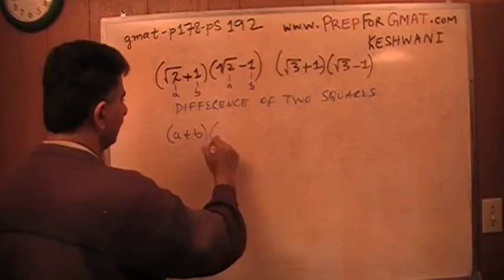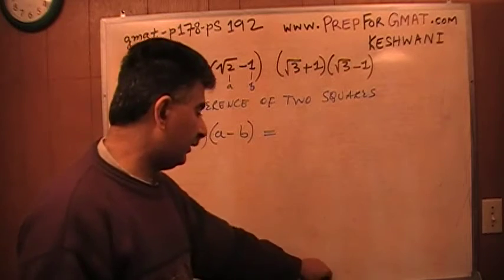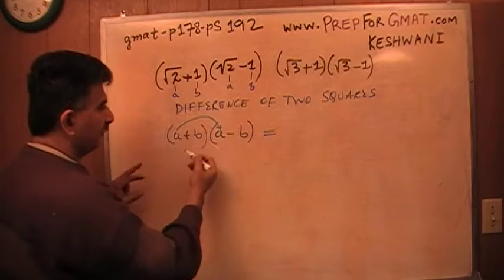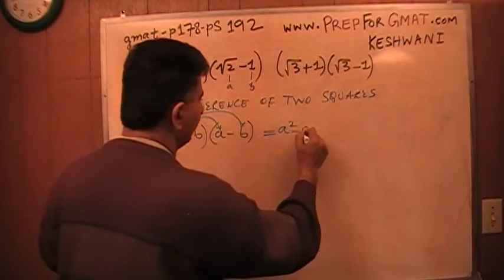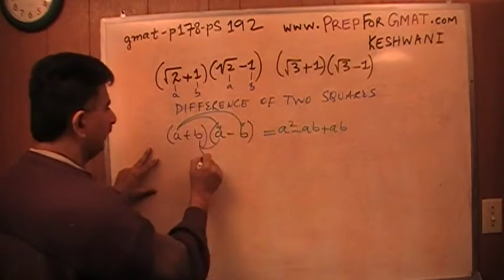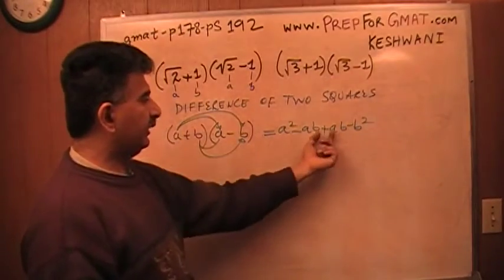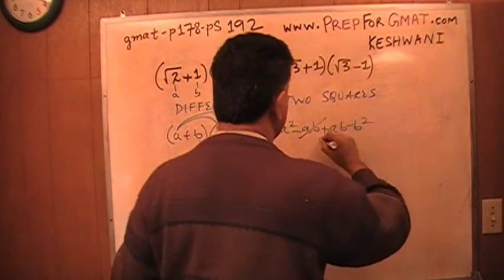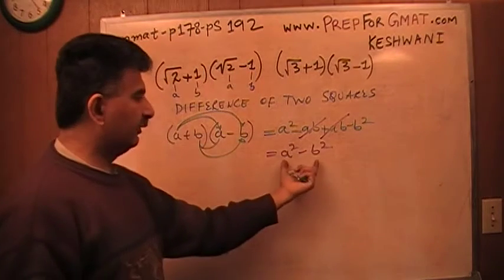So we have A plus B times A minus B. Do you remember what this equals? Does it come back to you now? That's what you need here. And if you don't know, just do it out. A squared, A times negative B is negative AB, and A times B is AB, and then B times negative B is negative B squared. The positive AB and the negative AB drop out, and we end up with A squared minus B squared.